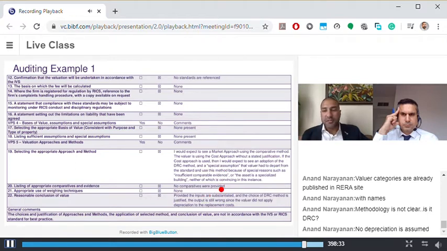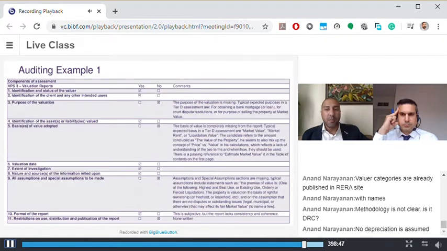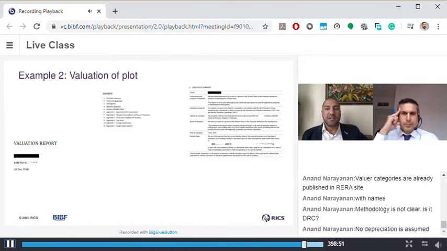No comparatives were provided, no weighting was provided. There's no reasonable conclusion of value, right? So generally, this would not be an accepted report. Even if the value you think is correct, it is not compliant with the standards. Is it clear? Let's look at example number 2, valuation of a plot of land.